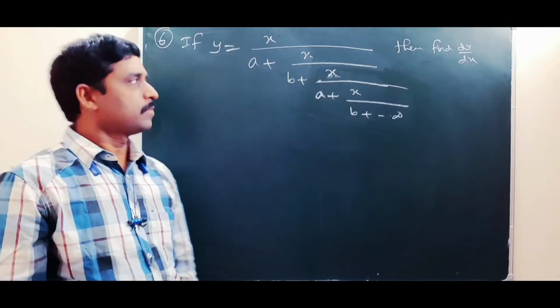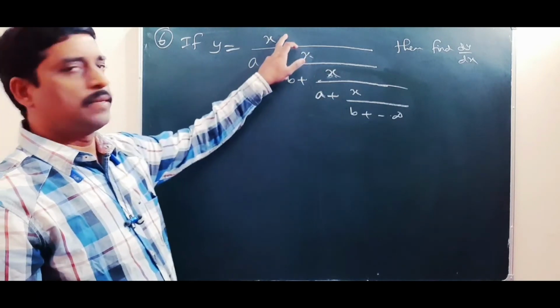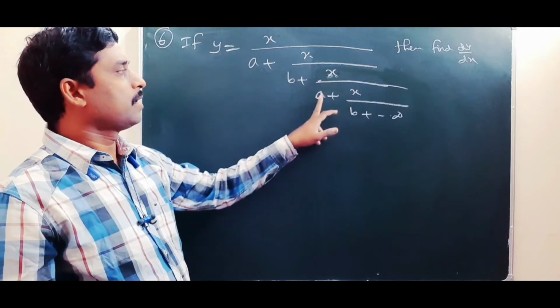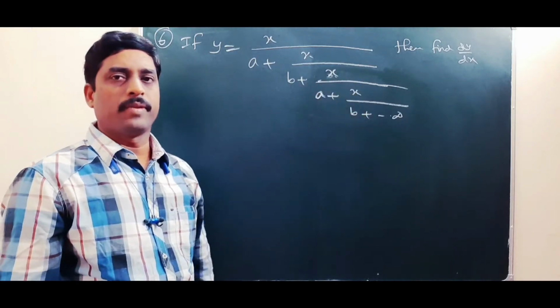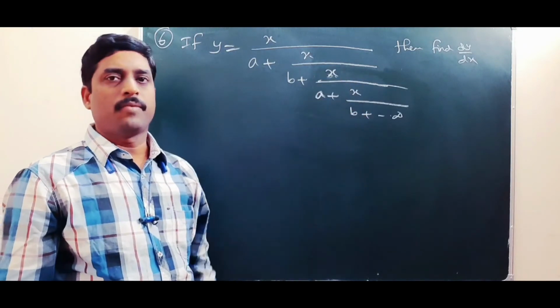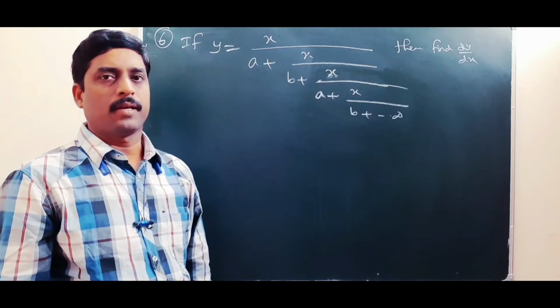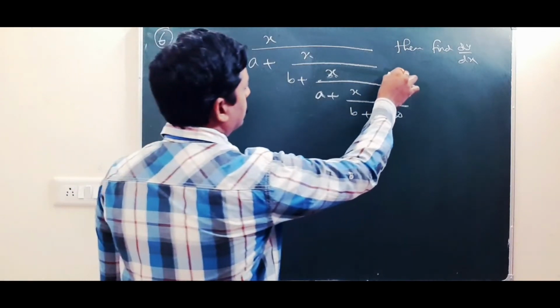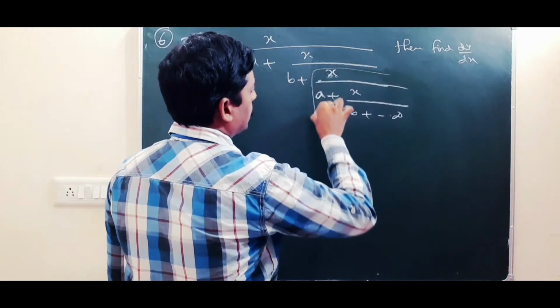Okay, look at the next question. So y is equal to x by a plus x by b plus x by a plus and so on up to infinity terms. Then we have to find dy by dx. Okay, so let us observe one point. So this is nothing but y.